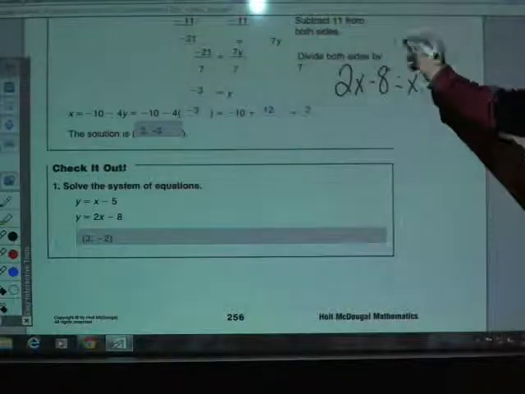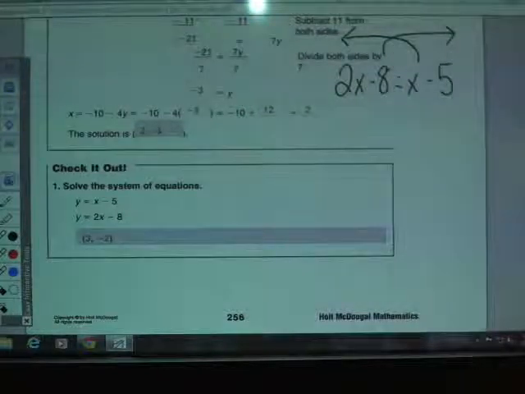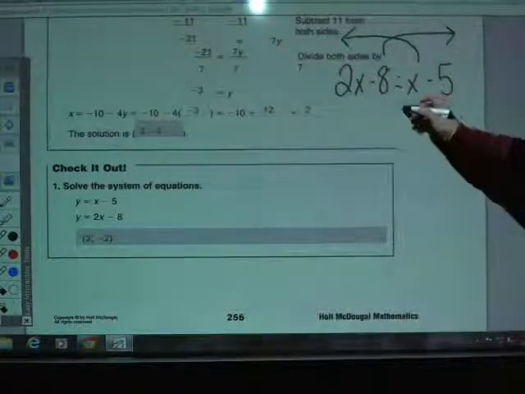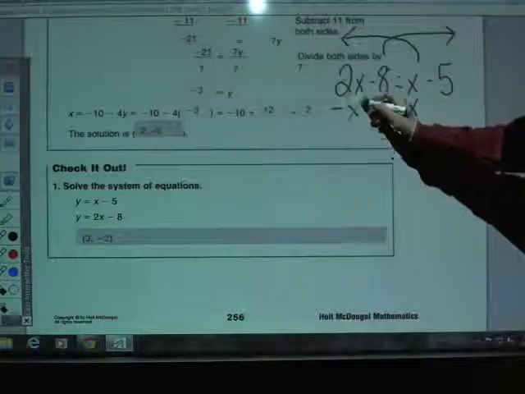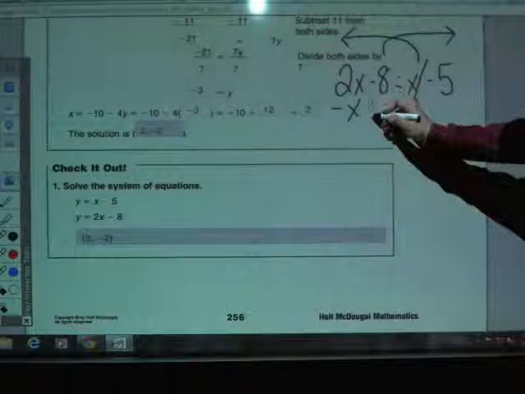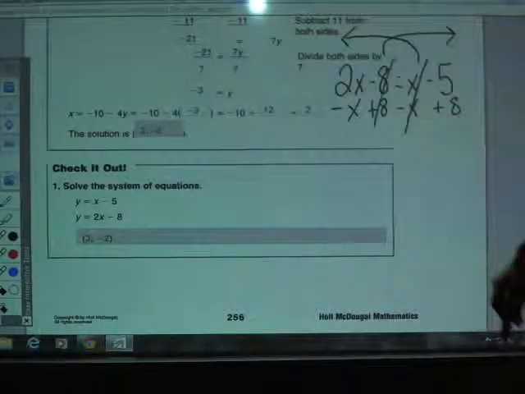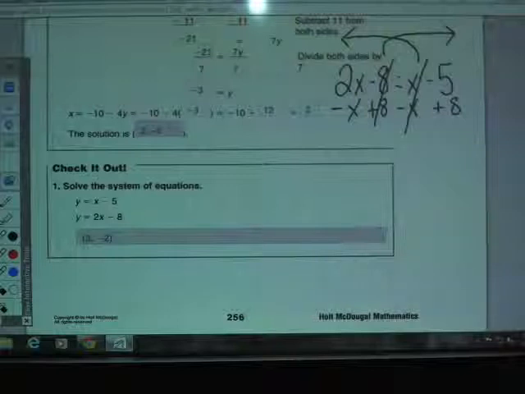Okay, let's send variables to the left, so x needs to travel, and let's send numbers to the right, which means 8 needs to travel. So I'm going to knock x off both sides here. And I'm also going to send 8 over to the right side. Adding, again, doing the opposite. That's always how we move something to the opposite side of the equal sign, is we do the opposite.